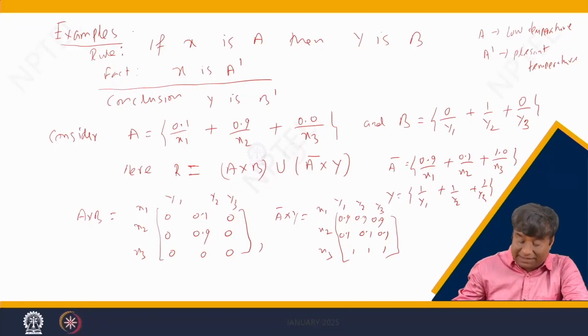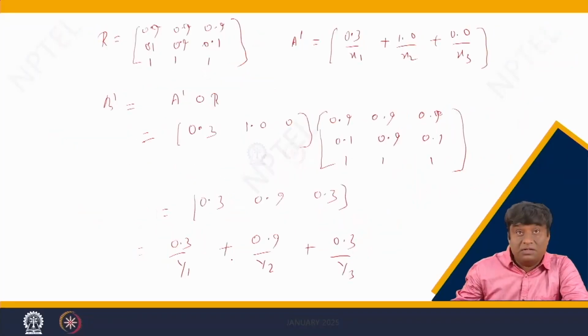Next, R is A cross B union A complement cross Y. So find the maximum. The first row is 0.9, 0.1, 0.9. The second row is 0.1, 0.9, 0.1. The third row is everything 1. As I said, this is R.